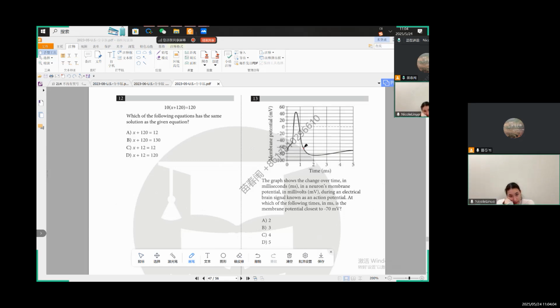Let me just read this. I get confused. At which of the times is the membrane potential close to negative 70? Oh, negative 70 is in here, right? Yeah.